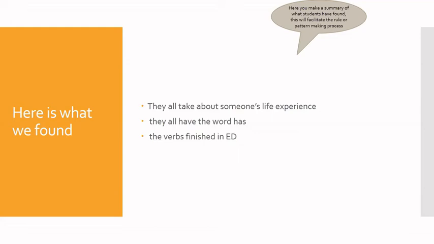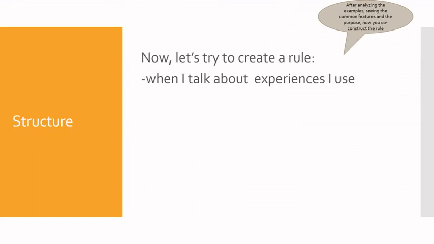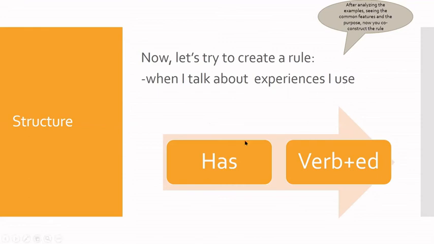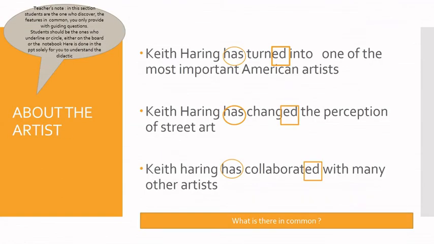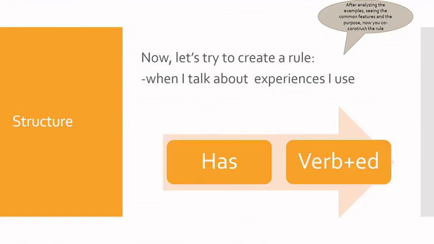And then you create the rule. Once you input flood, you analyzed the sentences, you highlight it, you ask questions, now you come up with a rule. So you say, when I talk about someone's experiences, I use has plus verb plus ed. Then you give out the rule. In the old method, what you would do is that you would give the rule first and then the examples, right? But this is the other way around. Once you analyze, once students have hypothesized about it, once they truly underline and saw the pattern, then you co-construct the rule. So you state, okay, students, if I want to talk about someone's life experience, I use has plus a verb in ed.